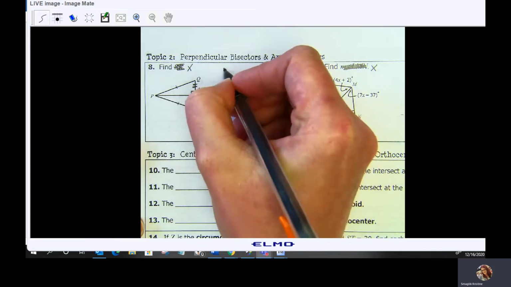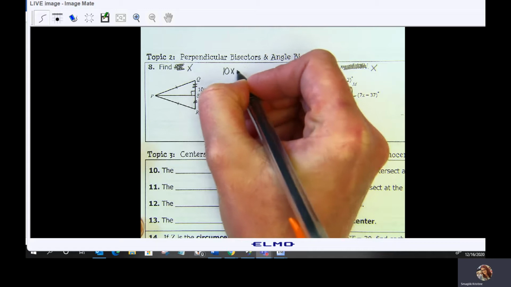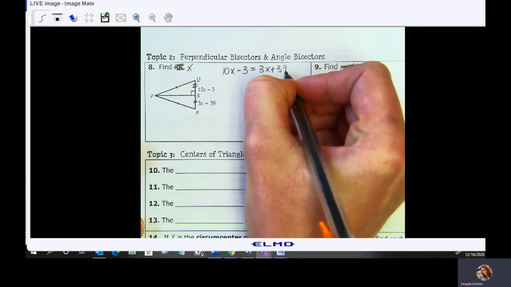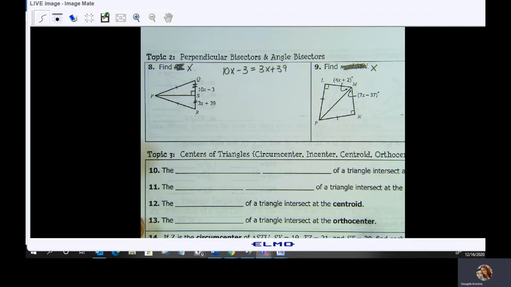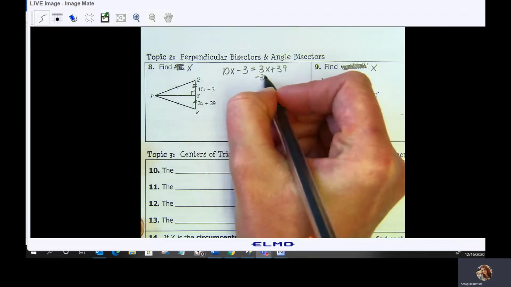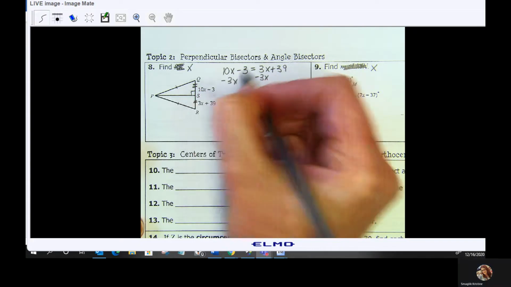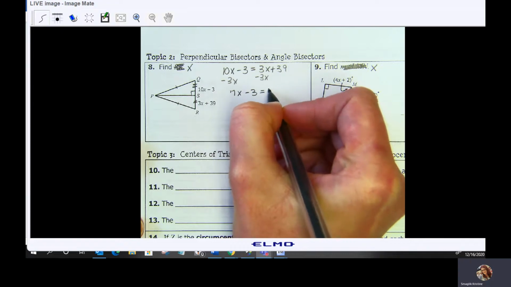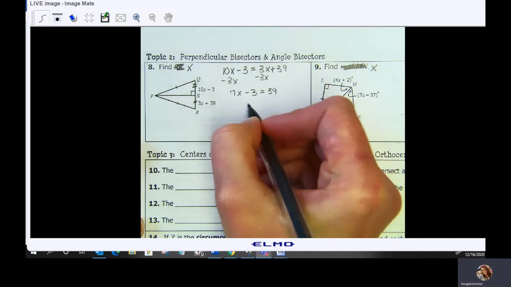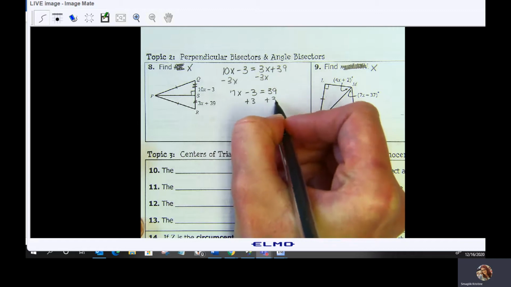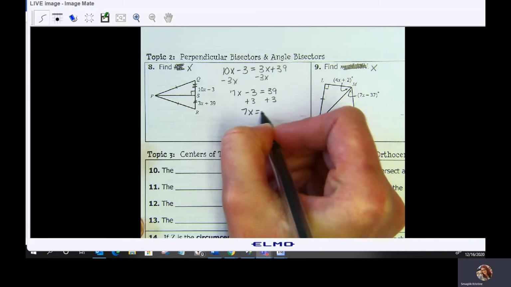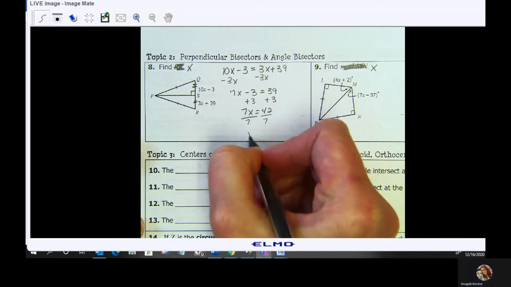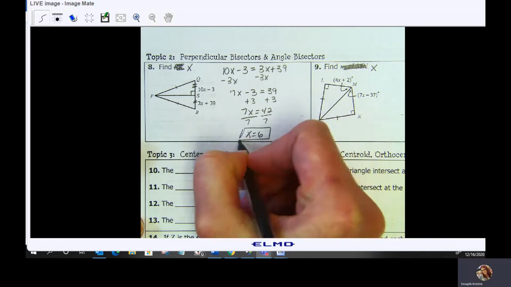So if I want to find x, I'm going to take these measurements. 10x minus 3 equals 3x plus 39. And I'm just going to use my algebra skills to solve for x. I'm going to start by subtracting the 3x from both sides. That gets us 7x minus 3 equals 39. If we add 3 to both sides, we now have 7x equals 42, and divide out the 7, x equals 6.